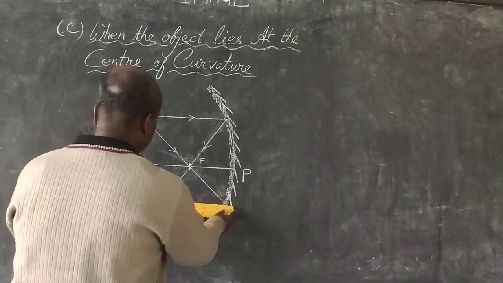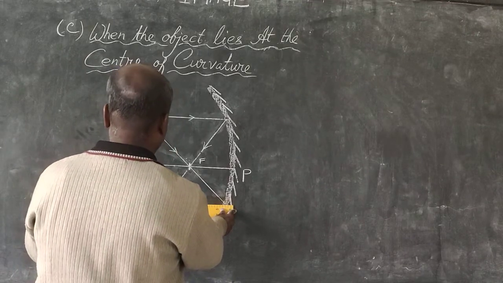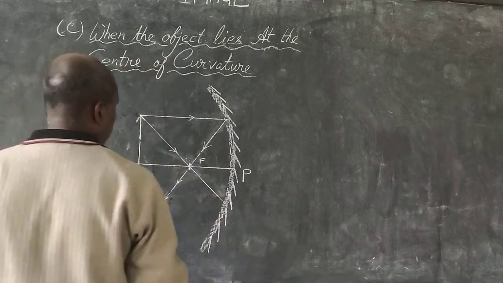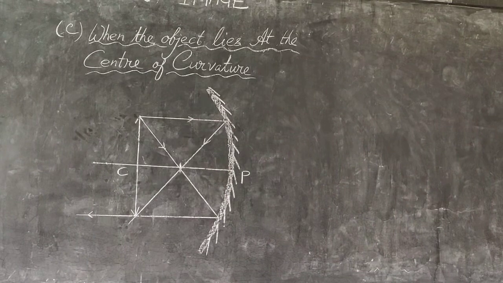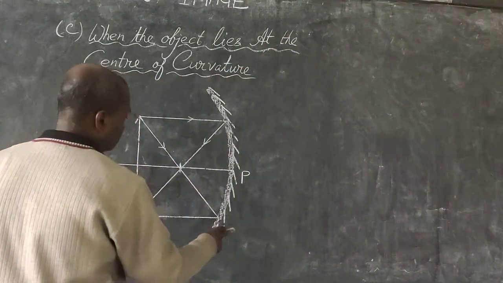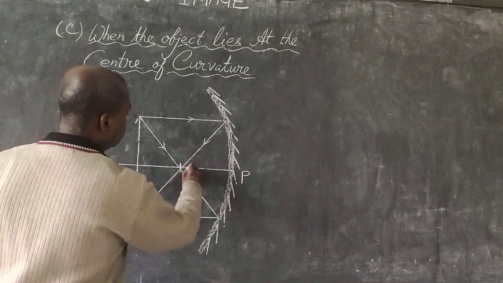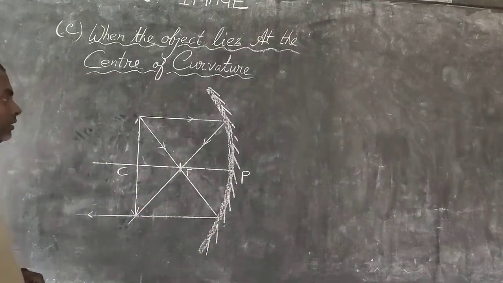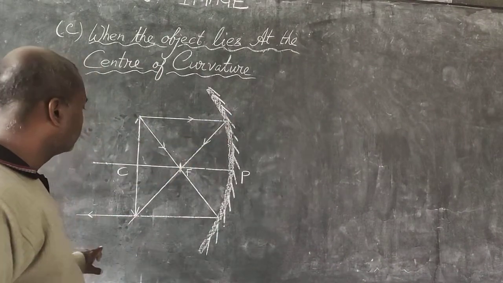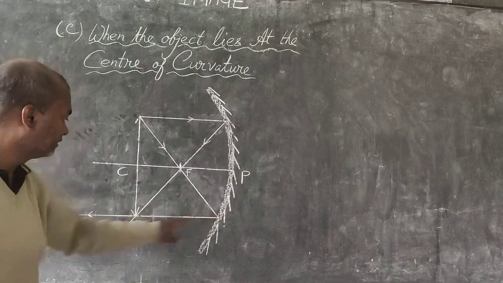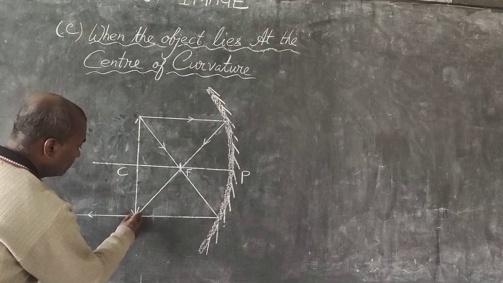And in which direction will it reflect? As if it is parallel to the principal axis. Okay, when the incident ray is passing through focus, after reflection it becomes parallel. Now we have two reflected rays over here. See, this is the first incident ray, this is the first reflected ray. This is the second incident ray, this is the second reflected ray. Both of them come and meet at this particular point.